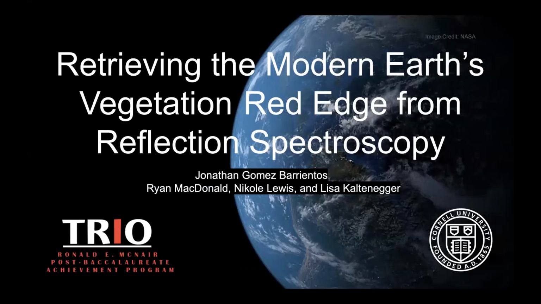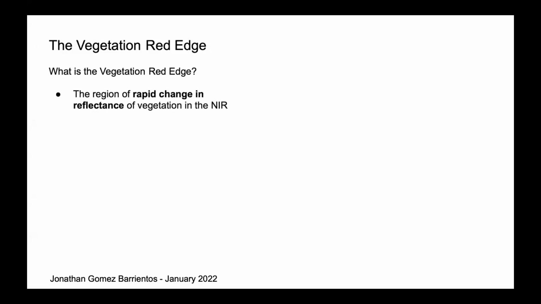I'll be discussing my work on retrieving the modern Earth's vegetation red edge from reflection spectroscopy. So some of you might be wondering, well, what is the vegetation red edge? Well, it is a region of rapid change in the reflectance or the albedo of vegetation in the near infrared. And it's an important feature because it is a surface biosignature of the modern Earth, and it has a significant impact on reflection spectra, which I'll demonstrate shortly.